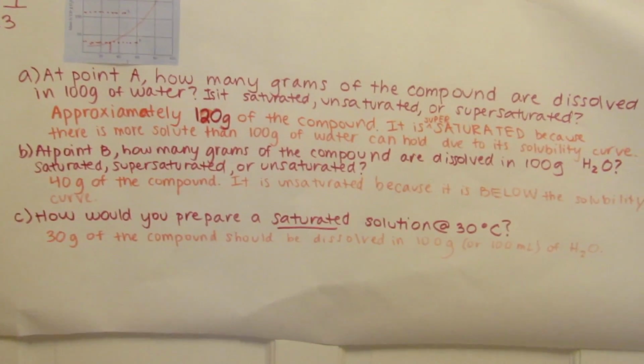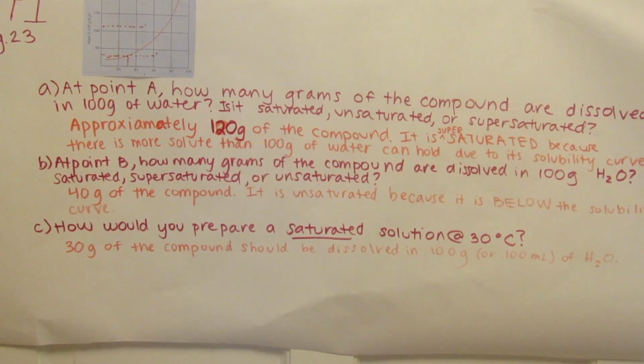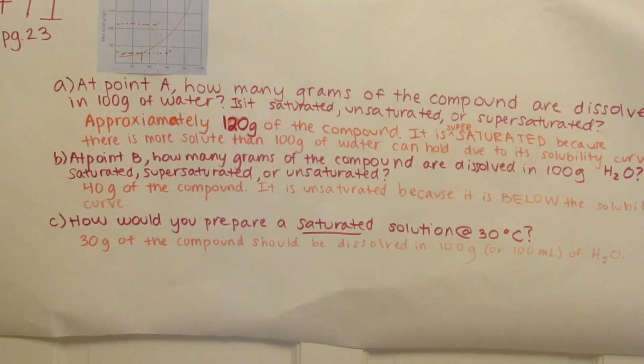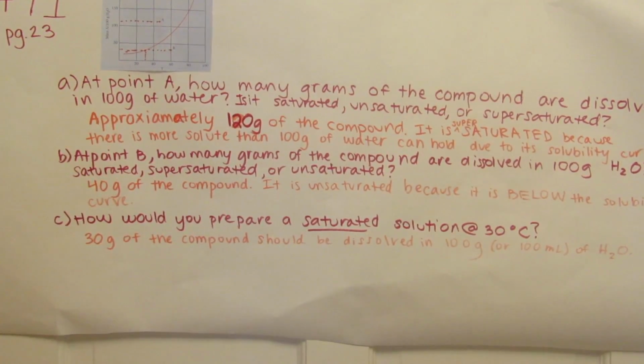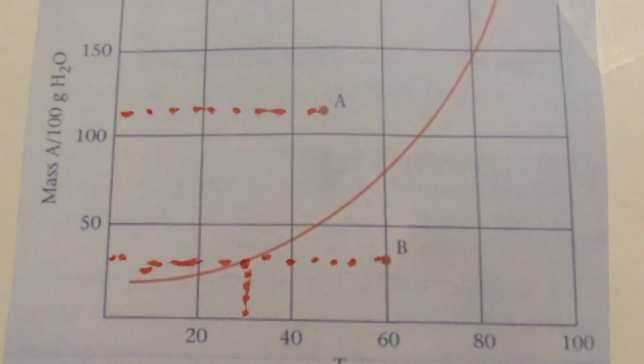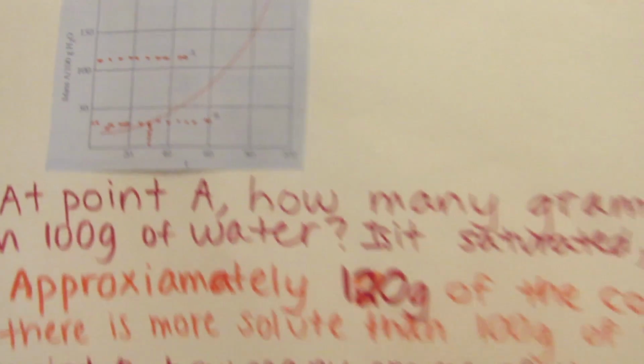At point B, how many grams of the compound are dissolved in 100 grams of water? Is it supersaturated, saturated, or unsaturated? So that would be about 40 grams of the compound, as shown right here. It is unsaturated because it is below the solubility curve.